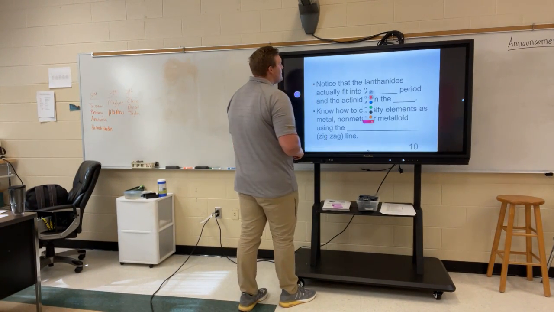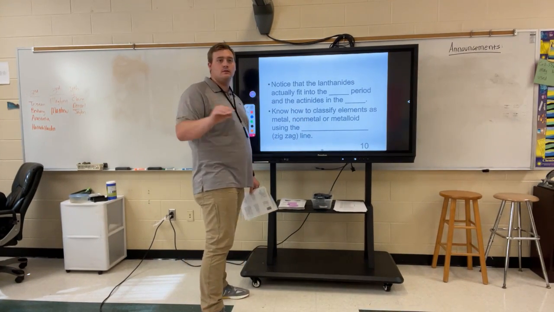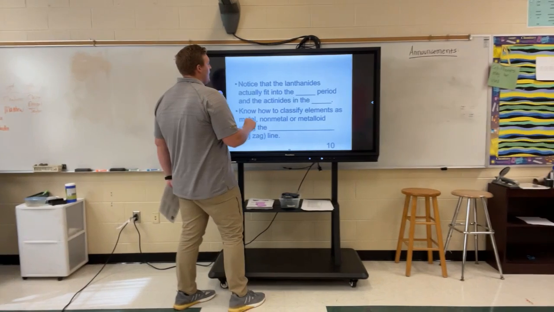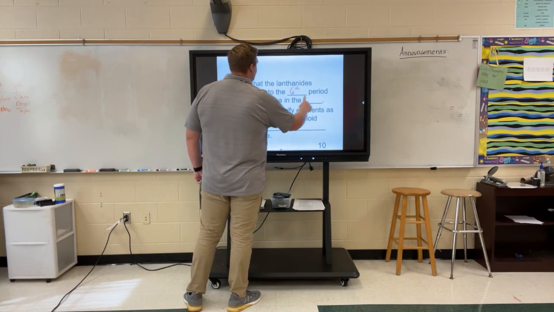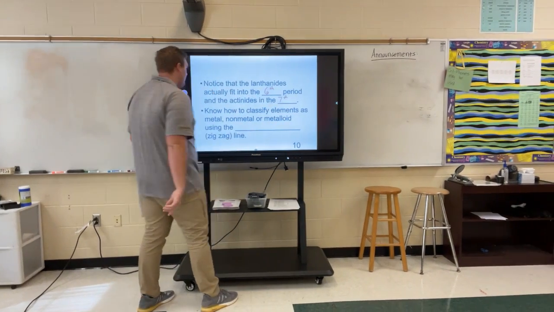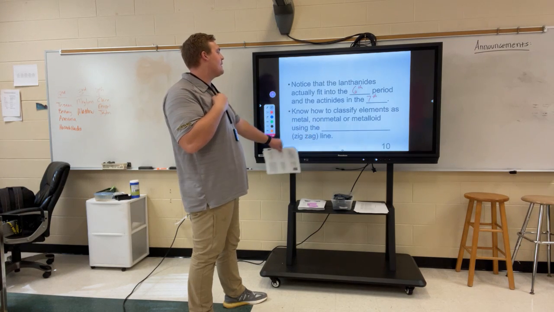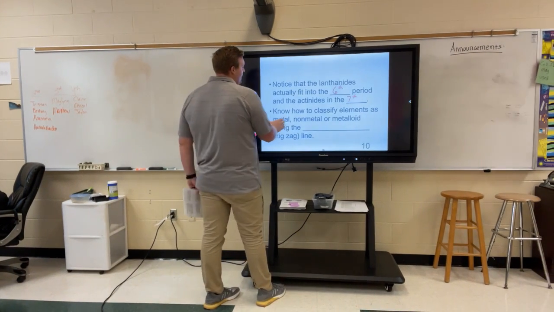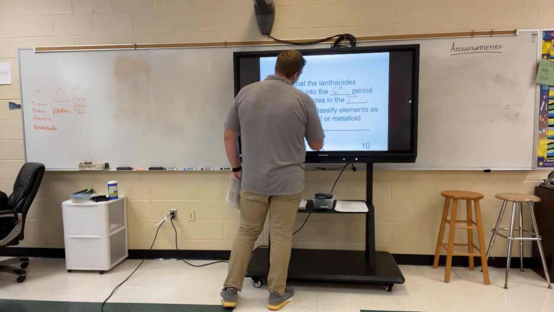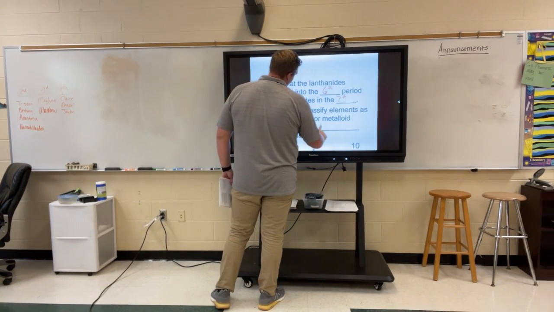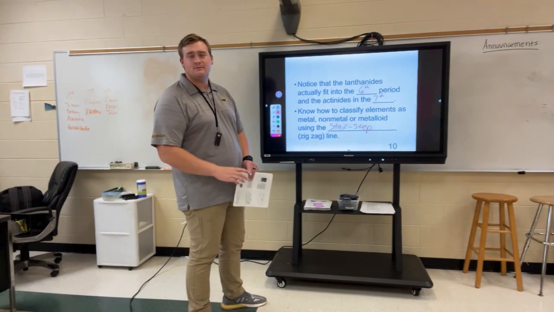All right, also notice that the lanthanides, remember that's that 4F row, 57 through 70, they actually fit into the 6th period, and the actinides fit into the 7th period. And so we're going to learn in just a second how to classify elements as metal, non-metal, or metalloid using what we call the stair-step line. Stair-step. Okay?